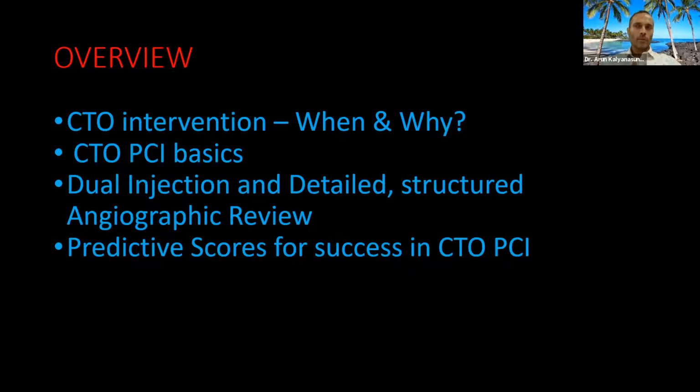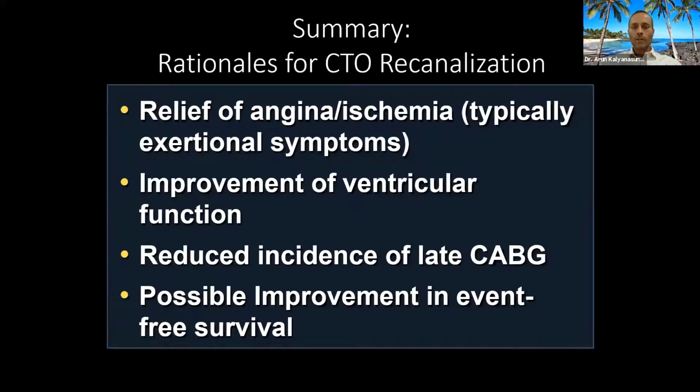You find a lot of reasons to not do stuff, right? It's already bypassed, it's already done, complication rates are too high, it's collateralized, whatnot. But fundamentally, on good medical therapy, if patients have symptoms, relief of angina and ischemia is a lofty goal, and that's okay. That's number one. Number two is when you have impaired LV function and good viability, many times CTO PCI is indicated, with potentially reduced incidence of late CABG and possibly improvement of event-free survival. I would say these two are debatable, but 1 and 2 I think we could be rest assured are good indications.